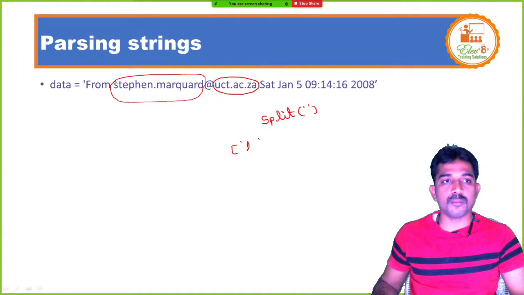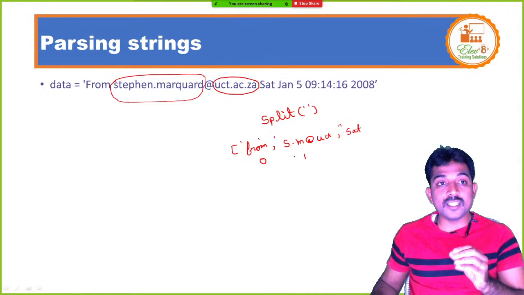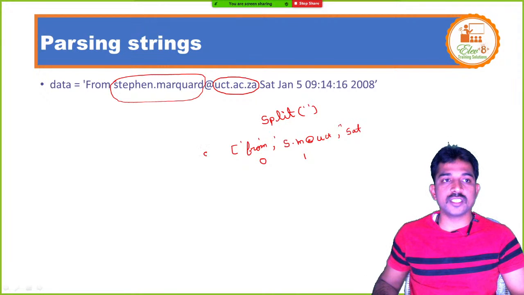First one is from, right? The next one you will get is Stephen dot m at the rate of uctc something, comma sat. So your username appears at the first index. This is the zero index and this is the first index. The next task is you have to split the first index. For example, you can consider this as s1.